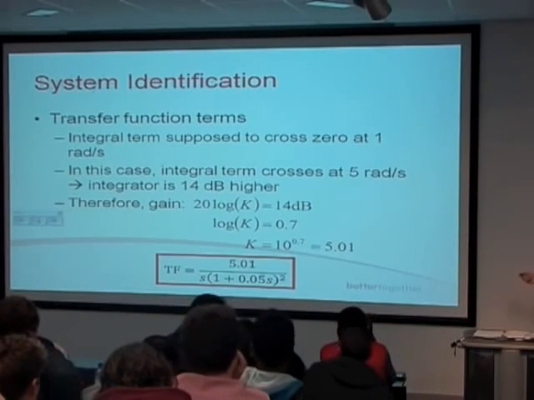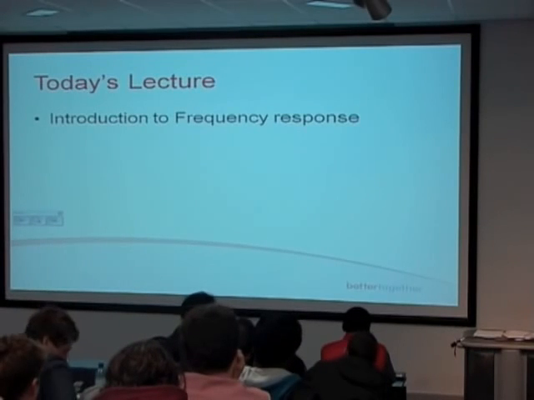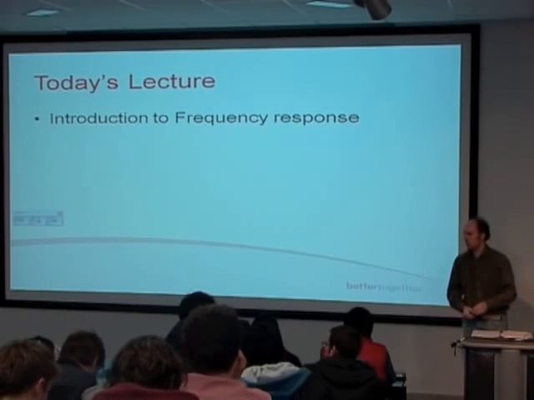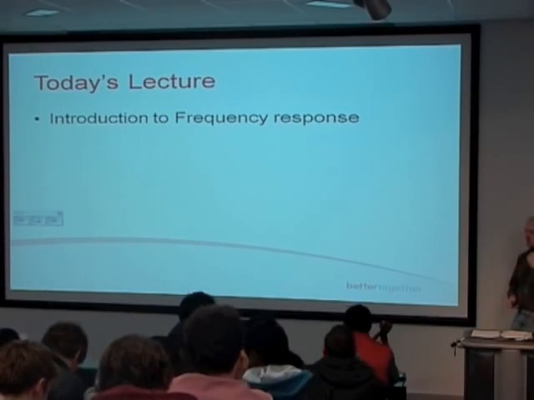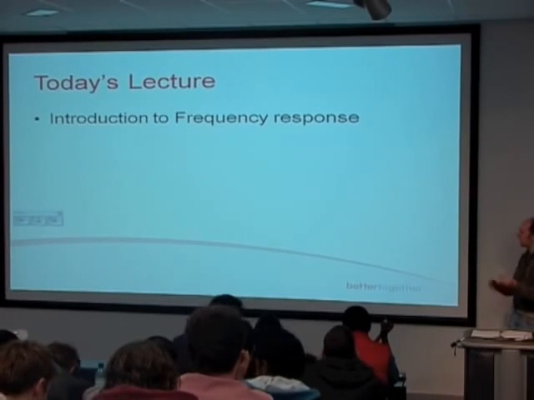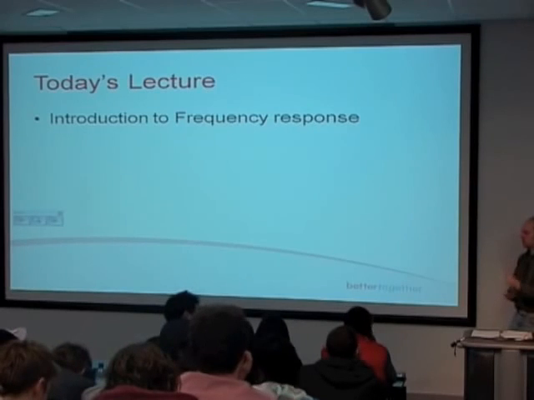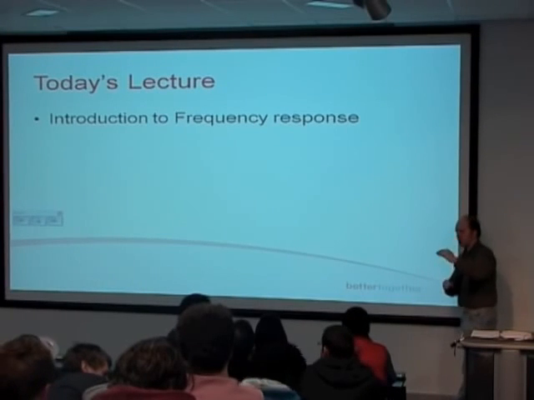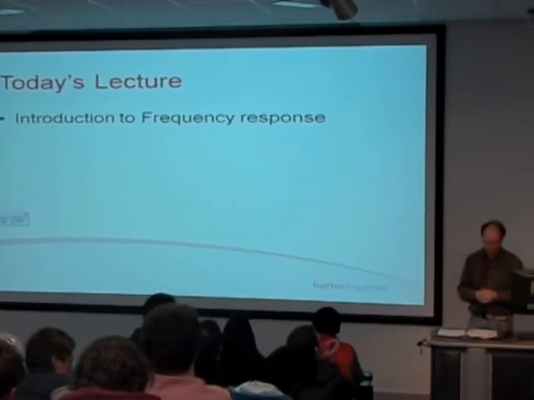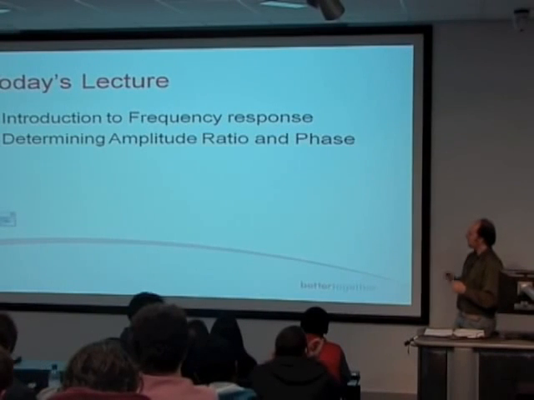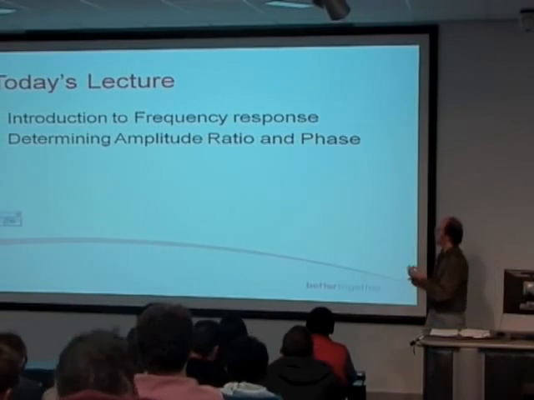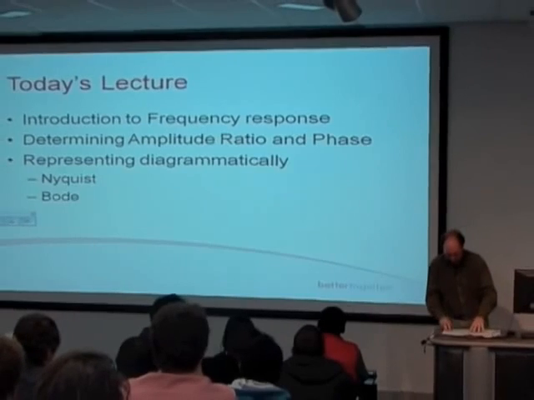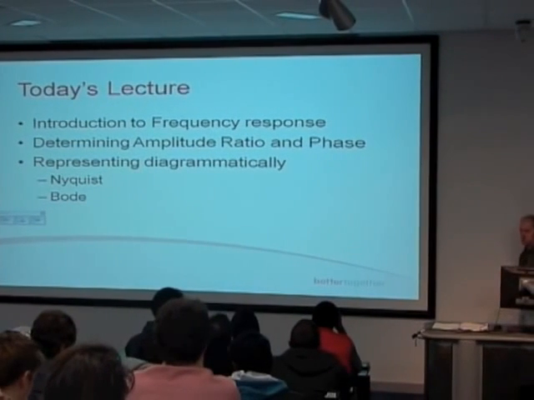So, in today's lecture, we introduced frequency response, the frequency domain, converting from the S domain to the frequency domain. In frequency response, you plug a sinusoid into your control system, into your transfer function, and you get a response, and that response will vary depending on the frequency of your input. It will vary in amplitude, and it will vary in phase lag or phase lead. And so that will give us the values for amplitude ratio and phase. How do we determine them from the transfer function? And then they can be represented diagrammatically using either a Nyquist diagram or a Bode plot.